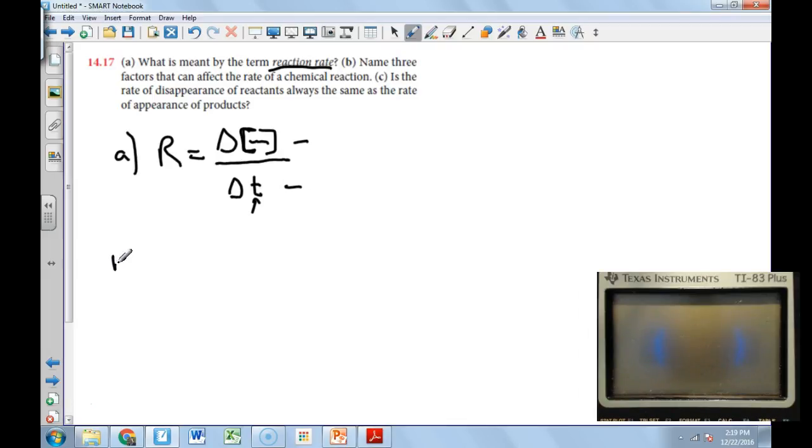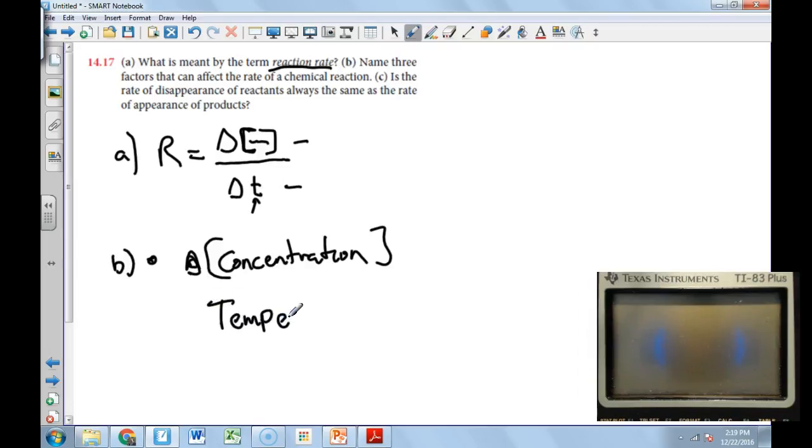For part B, it says name 3 factors that can affect the rate of a chemical reaction. Well, one of the things that can affect it is concentration. Concentration is a huge thing. Another thing that can affect the rate of reaction is temperature. Temperature is another big factor.